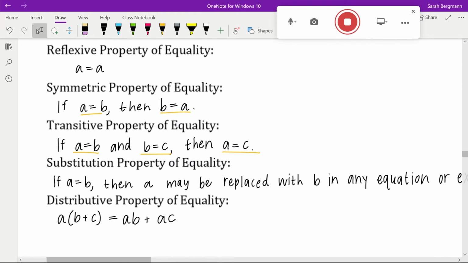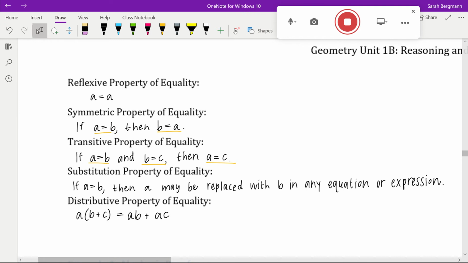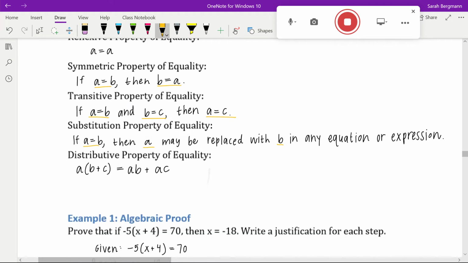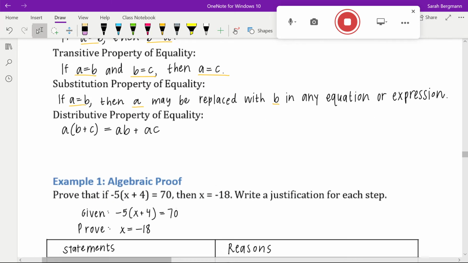These last 2 should be very familiar because we've already used them this year. The substitution property: if A equals B, then A may be substituted or replaced with B in any equation or expression. And the distributive property says that A times the quantity B plus C is equal to AB plus AC. Let's try using this in an algebraic proof.